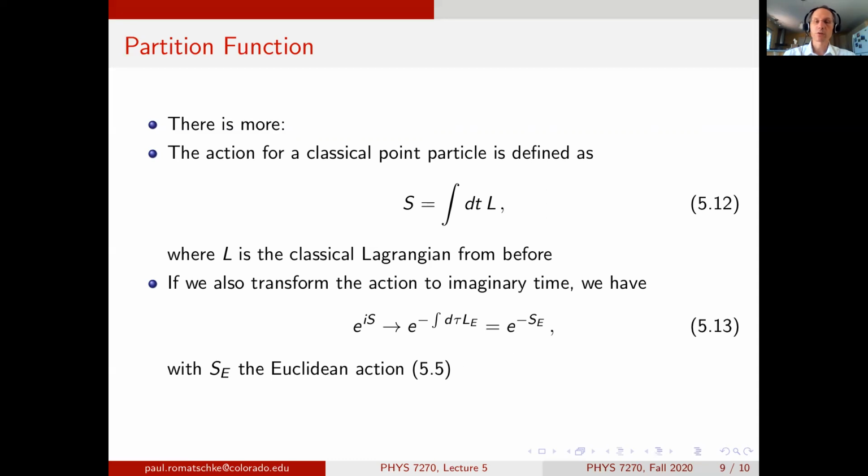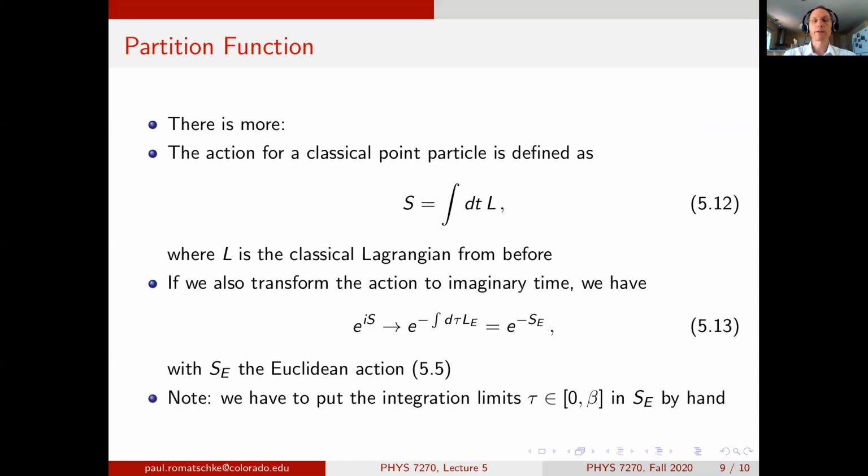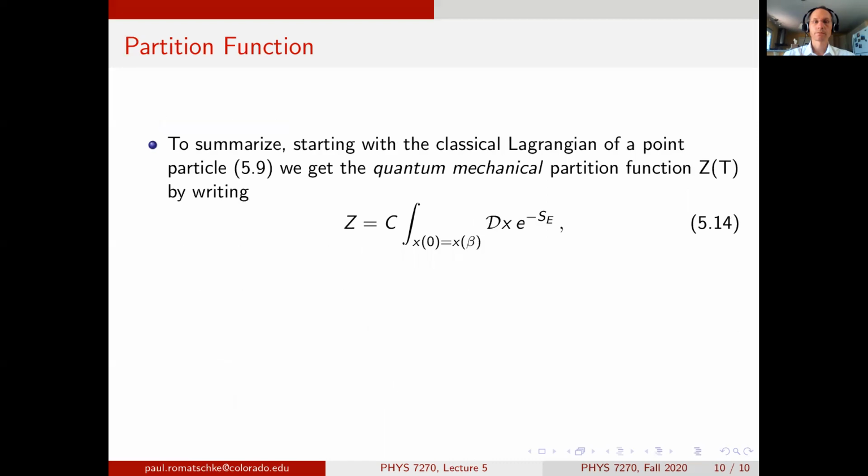The only thing that's kind of tricky to find out in this argument is that we have to put the integration limits of the integral in the exponential, tau ranging from 0 to beta, basically by hand. Summarizing, if we start with the classical Lagrangian of a point particle, we get the quantum mechanical partition function Z of T by writing this particular path integral here, where S_E is just the Euclidean version of the classical action of that point particle.